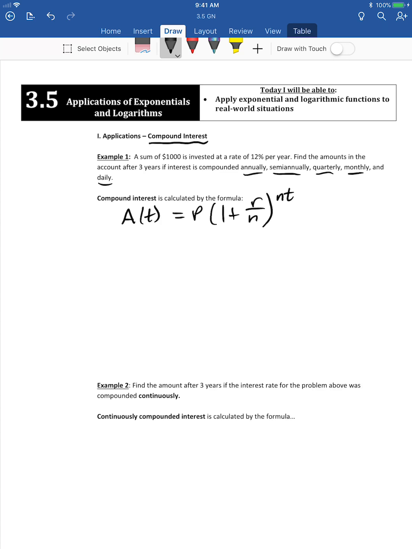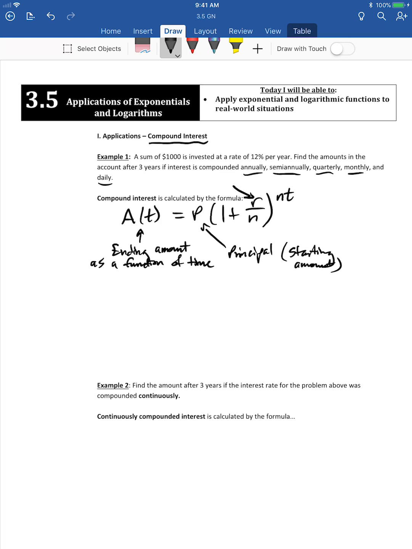I'm going to explain this because there's a lot of variables here, but it's all very straightforward and we're given almost all of the information, I promise. So here, A(t), that's the ending amount, A for amount, whatever we end up with as a function of time. This P is the principal, that's the starting amount. 1 is 1. Hopefully you know that. r here is the interest rate as a decimal. n, so n is here and n is here, is the number of compoundings, the number of times it compounds per year. And then t is the total number of years.